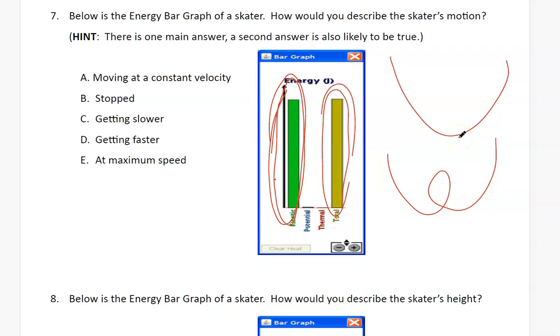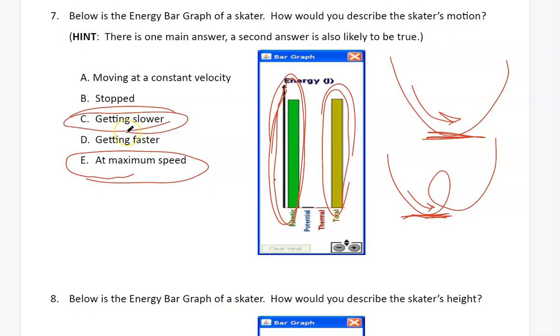They also have no potential energy, which means they're at the bottom of whatever track they're on, and they're moving as fast as they possibly can be for that particular track. So we know that they are at their maximum speed because they're at their maximum kinetic energy. But since they're at their maximal speed, they can only get slower. They can't get faster because that's what maximum speed means. They're at their top speed. So they're probably also going to get slower as soon as they pass that point.